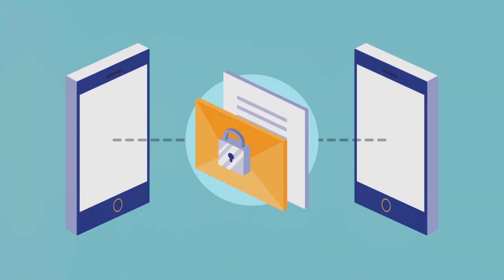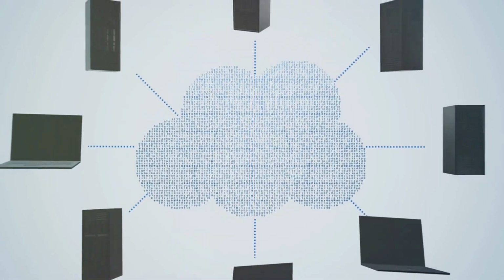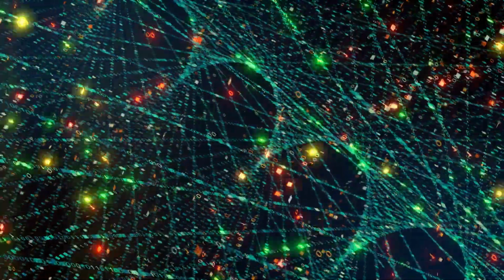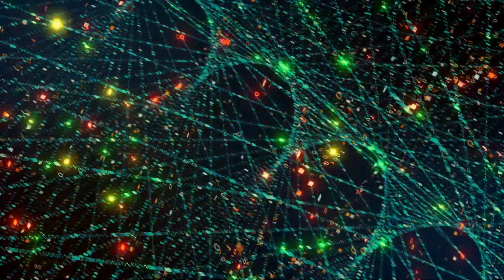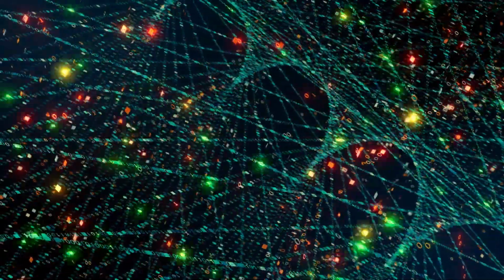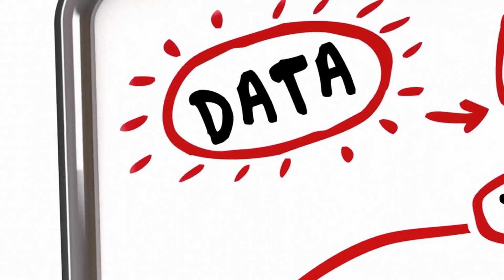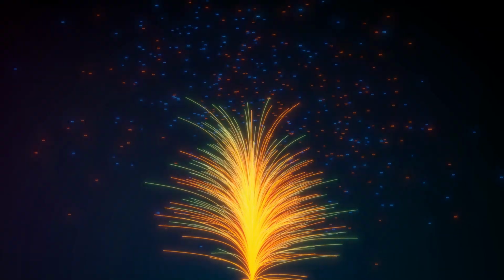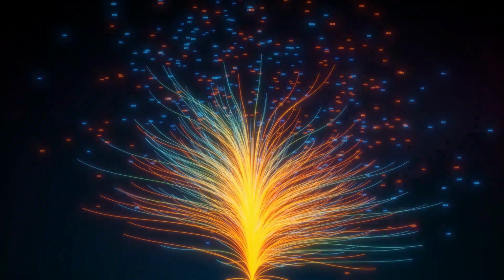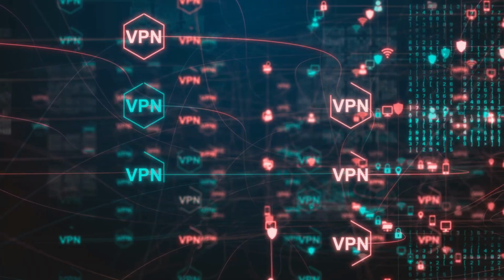DOH cleverly disguises DNS queries within regular HTTPS traffic, making it indistinguishable from standard web browsing to network observers. Your DNS requests blend seamlessly with the constant stream of encrypted web traffic, making it difficult for eavesdroppers to identify and intercept them. DOT, on the other hand, establishes a dedicated encrypted channel between your device and the DNS resolver using the TLS protocol, the same robust security used for HTTPS websites.